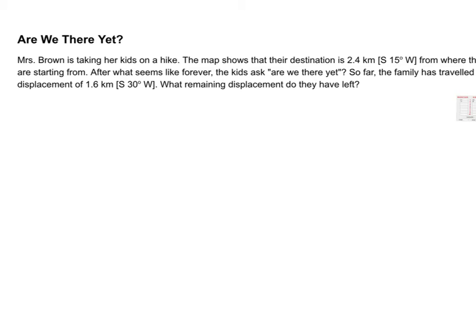So I'm going to start by drawing a little diagram. This point will represent where they are at the beginning, and I'm going to mark where they need to get. Their destination is 2.4 kilometers south, 15 degrees west. Okay, so that'll be their destination. And I'll try to connect that with a straight line.